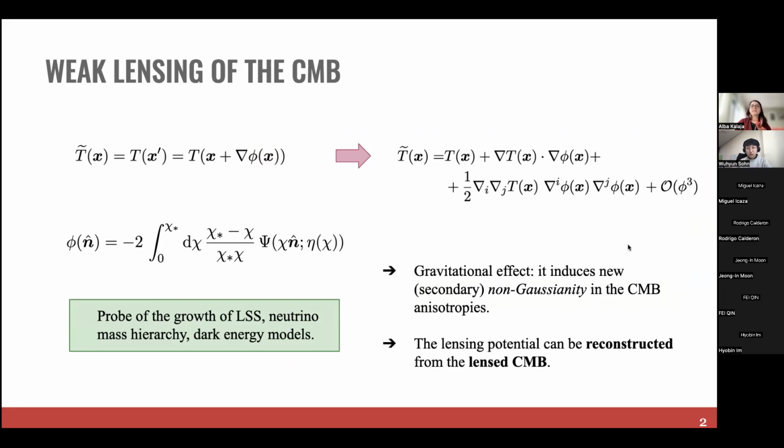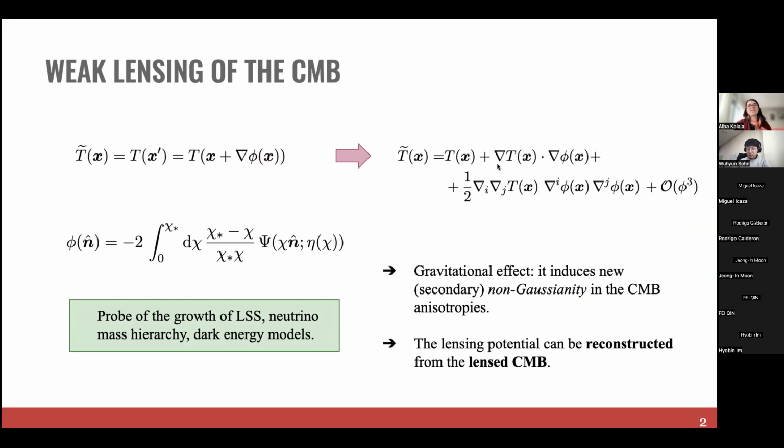And in fact, if the CMB was totally Gaussian, then its odd-point correlation functions are 0, and the even-point correlation functions can be written in terms of the 2-point correlation function, the power spectrum.